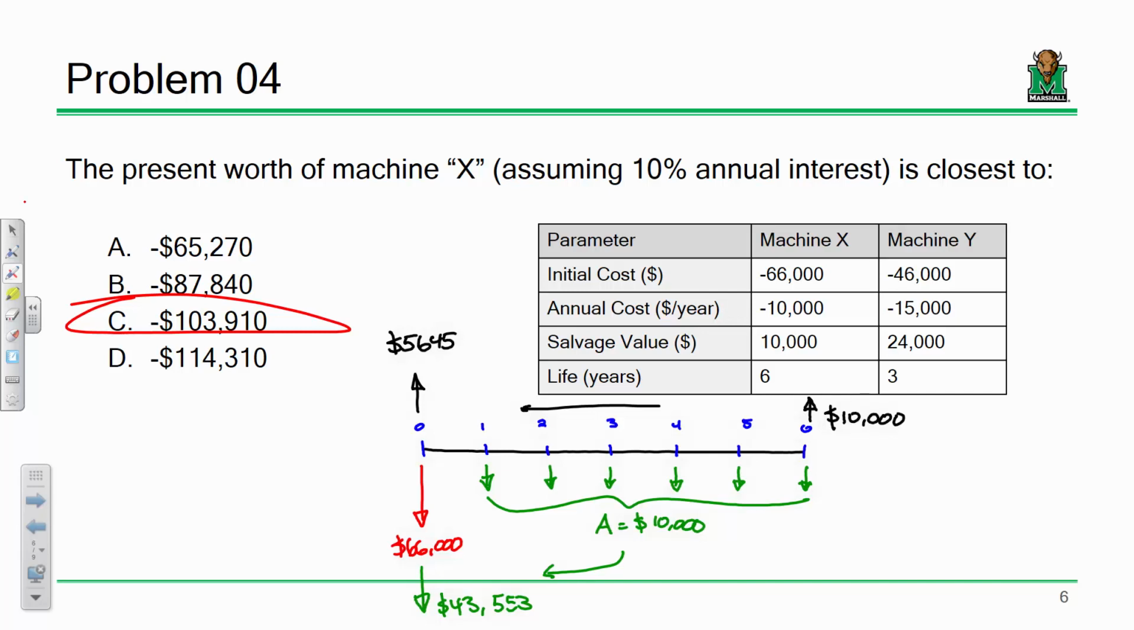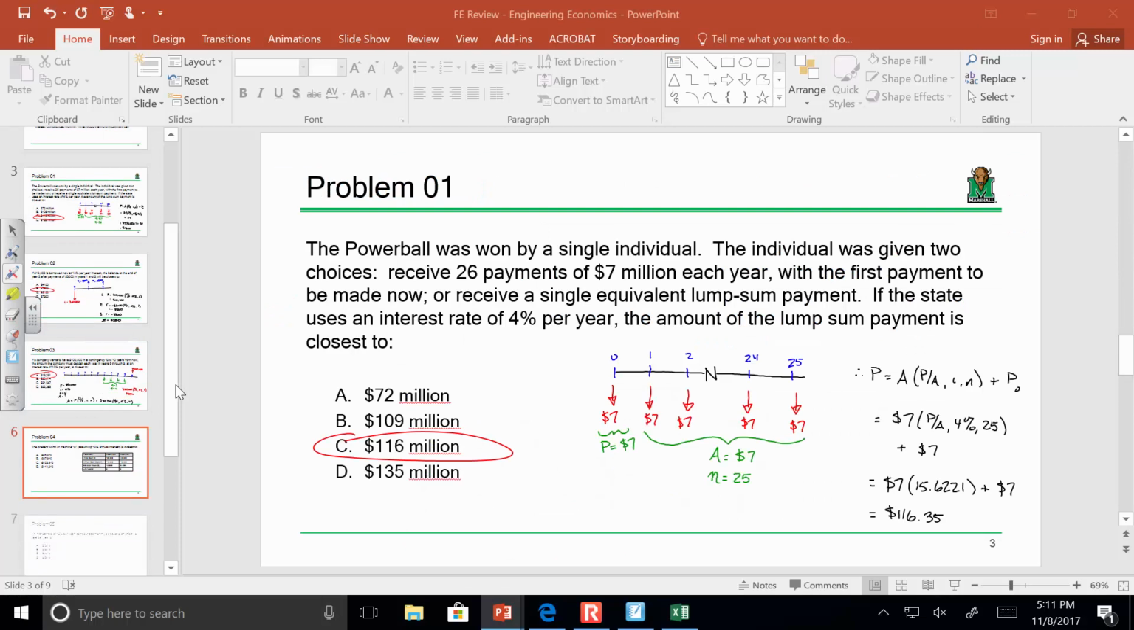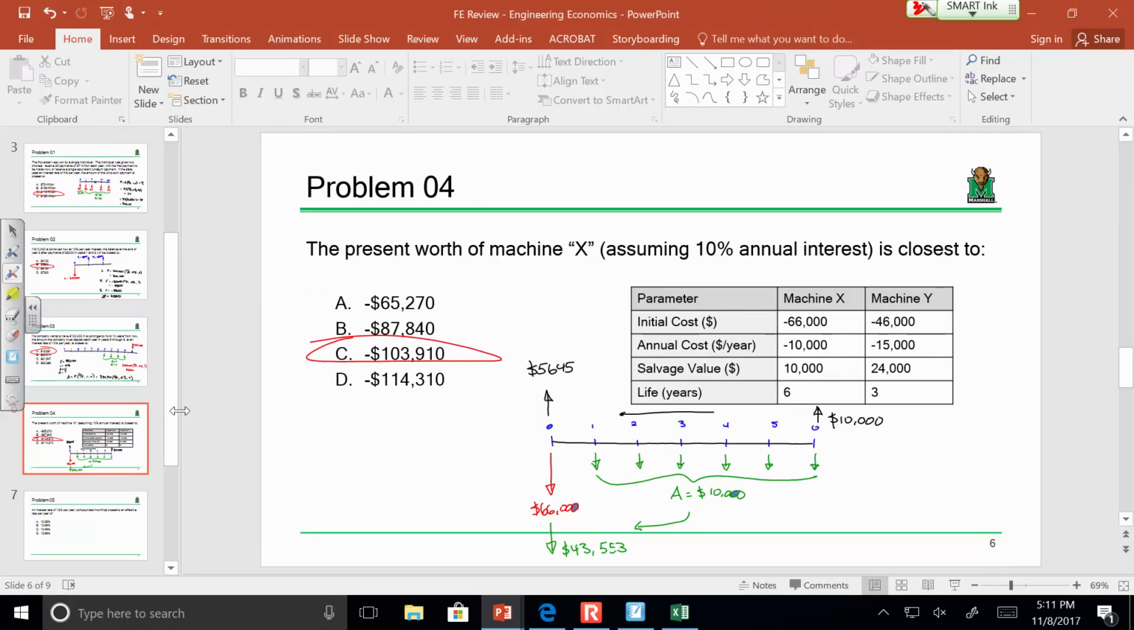Another issue associated with this problem, look at this. This machine only lasts me 6 years. This machine lasts me 3 years. So how can I compare apples to apples? One way to compare apples to apples, once you get present value, is to compute what's called capitalized costs. Everybody remember that?